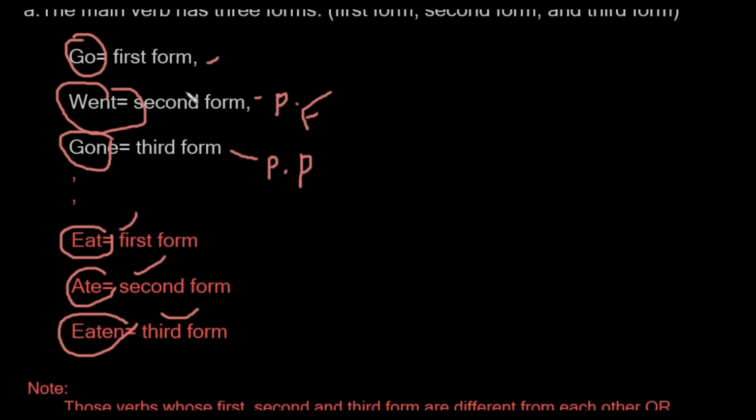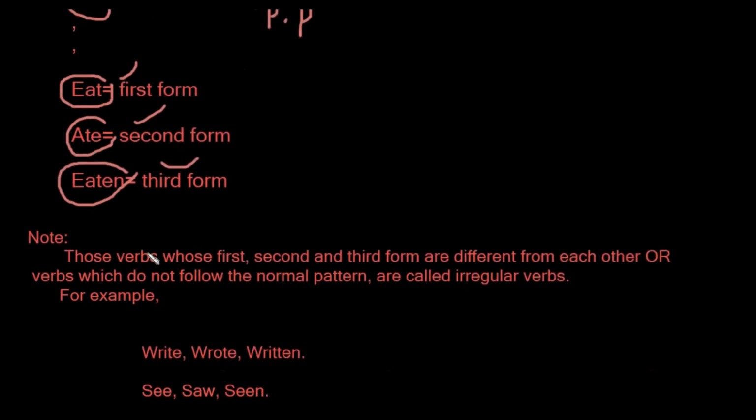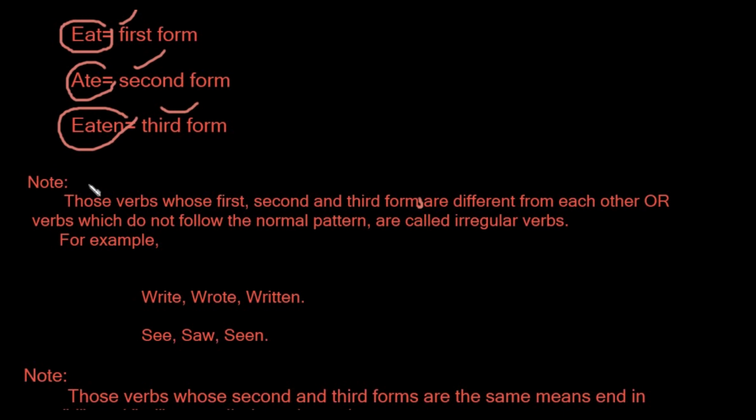Okay, first form, past form, and past participle. These are the names of the first, second, and third form. But remember, those verbs whose first, second, and third form are different from each other, or verbs which do not follow the normal pattern, are called irregular verbs. It means we have the first form like write, and its second form and third form will be different from each other. Okay, they are called irregular verbs.